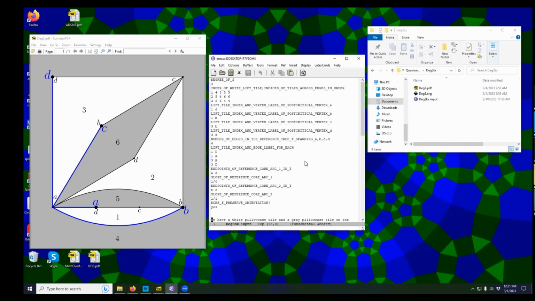Next is the spanning tree, the reference tree T, the tree that spans the post-critical vertices. The program wants to know how many edges, and the number of edges is 4. And now we have to tell the program what those edges are. This 1D is saying that one of the edges is in tile number 1, and it is edge D, the last edge in tile number 1. There's the first edge, then the second edge, the third edge, the fourth edge. That is edge D in tile number 1, giving us this edge of our reference tree.